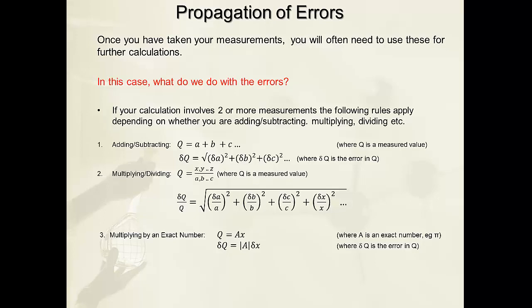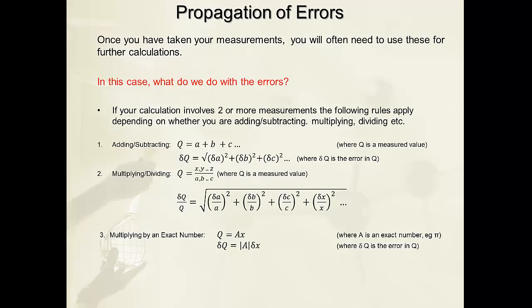Now the overall error is calculated by taking the error in A, squaring that, adding that to the error in B, squaring that, adding that to the error in C and squaring that, and taking the square root of the whole series. It doesn't matter if you've got 3 different measurements or 10, you do it the same way. You square each of the errors, add them all together, and take the square root, and that is the overall error in a measurement Q. That's for adding and subtracting.